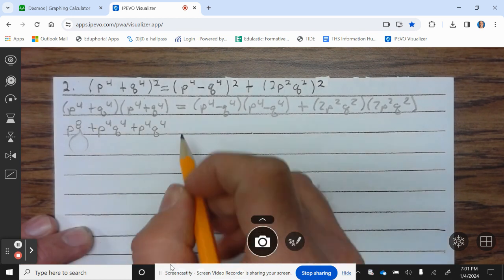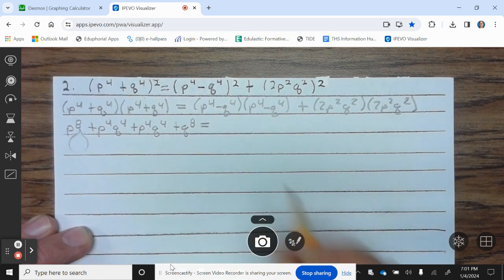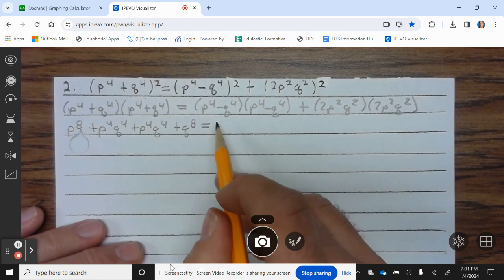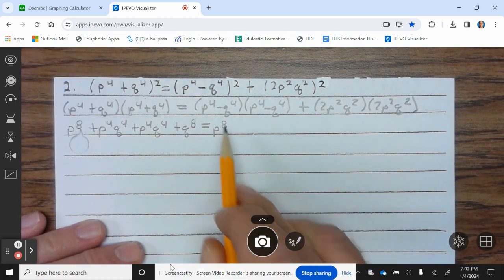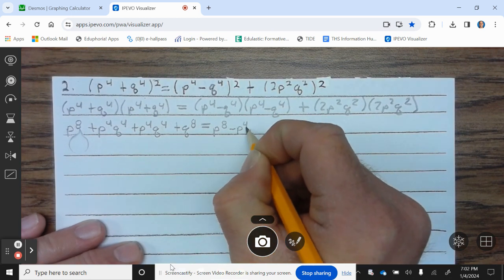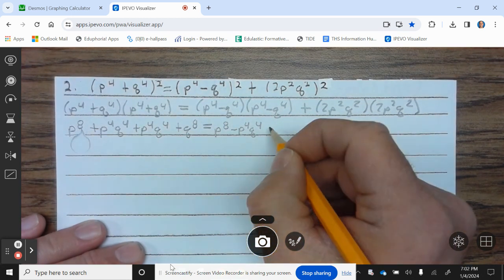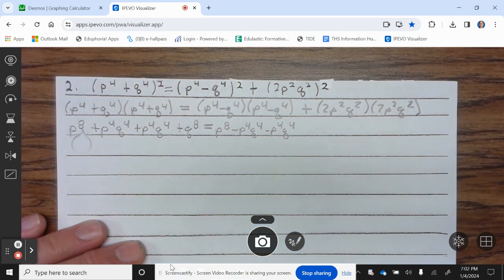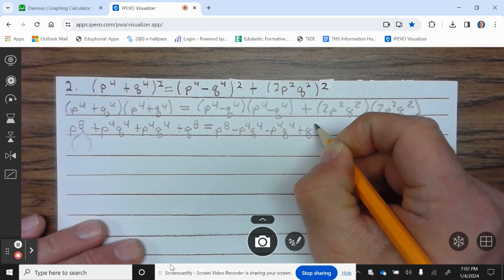Q to the fourth times Q to the fourth is plus Q to the eighth. Okay? Equals P to the fourth times P to the fourth is P to the eighth. P to the fourth times negative Q to the fourth is minus P to the fourth Q to the fourth. Negative Q to the fourth times P to the fourth is minus P to the fourth Q to the fourth. And then negative Q to the fourth times negative Q to the fourth is plus Q to the eighth.